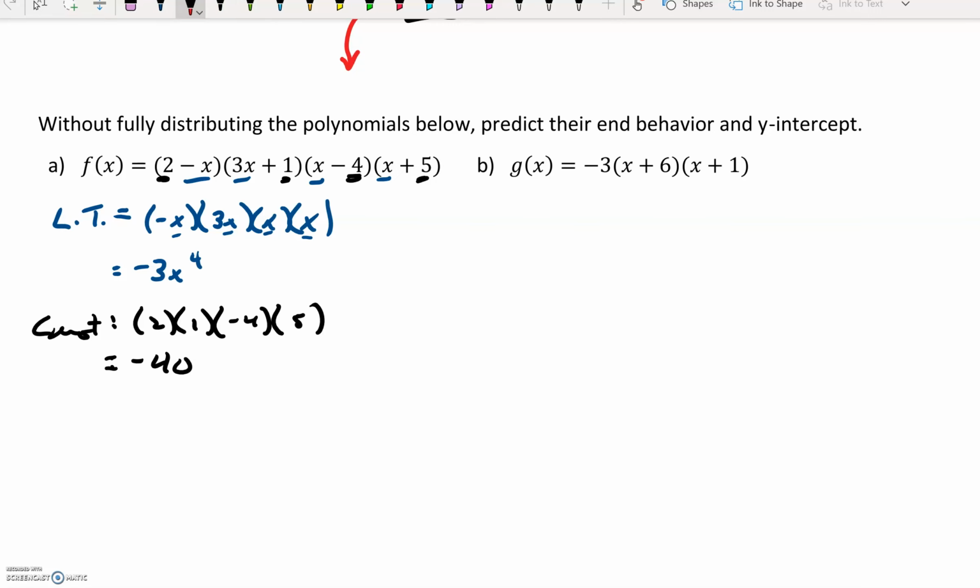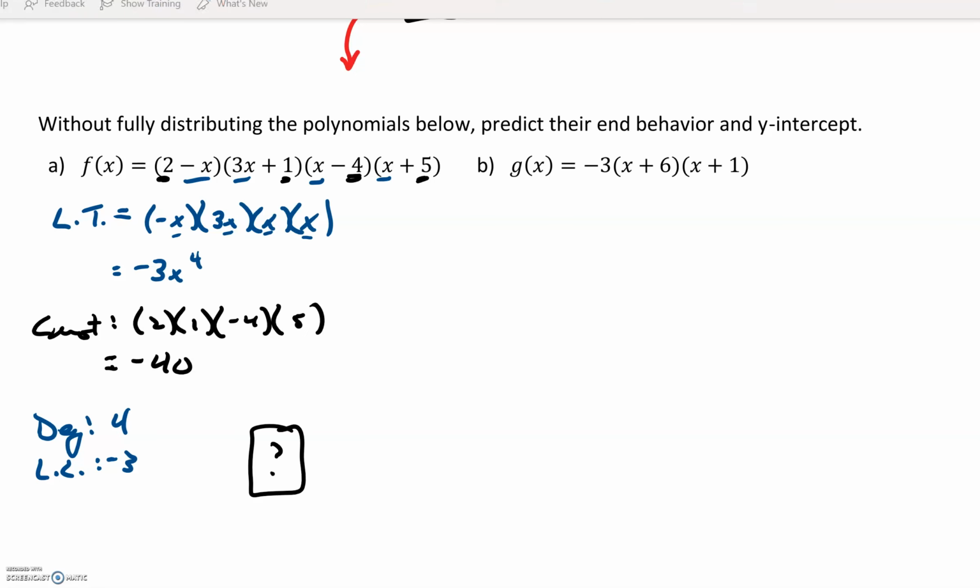So now I can find the end behavior by first identifying the degree. Well, the degree of my function is going to be 4. The leading coefficient is going to be negative 3. I have an even degree and a negative leading coefficient. That means my graph opens downward, and my y-intercept is the point 0, negative 40.